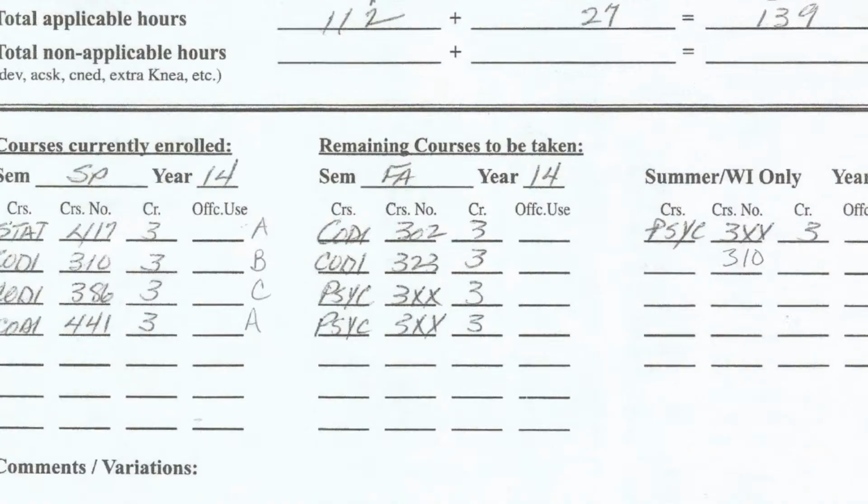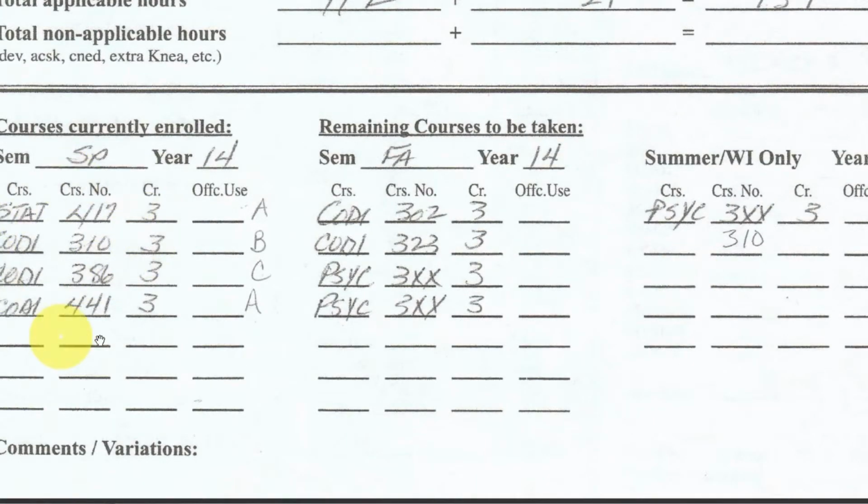form was filled out. Then we also indicate the courses we're enrolled in now, the courses we're going to be enrolled in the coming semester, and possibly a summer if that's also required.